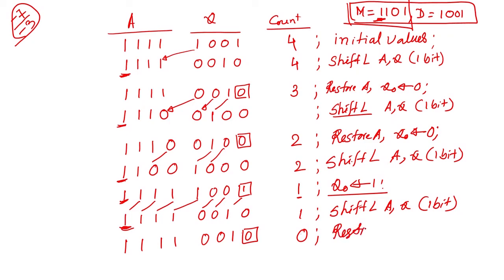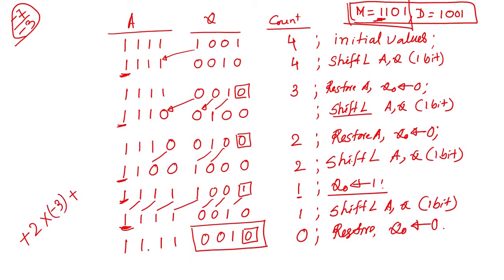So, restore and what next? Q0 is 0, there is no value. So, this will be the result. So, that means 2. So, this will be positive 2 into subtraction 3 and this should be minus 1. So, this should be minus 1. So, that will give you minus 7. Similarly, you can check plus 7 minus 3.